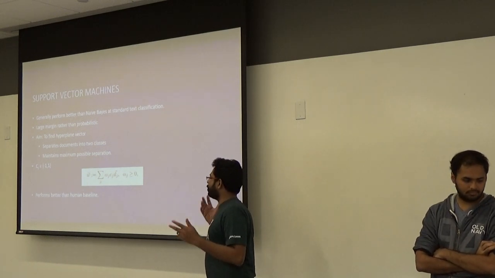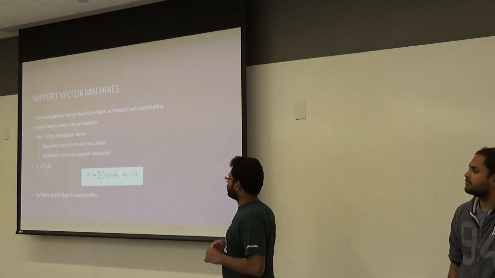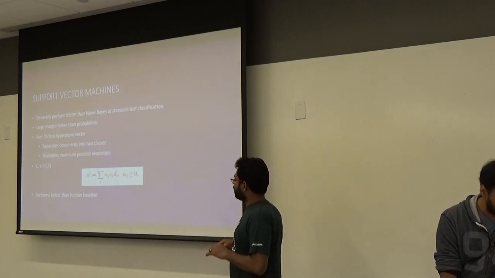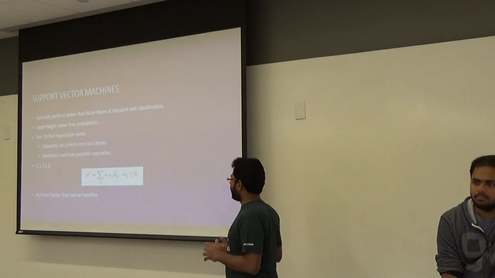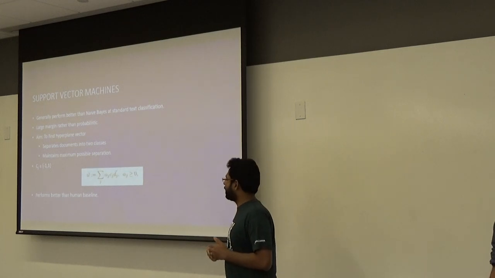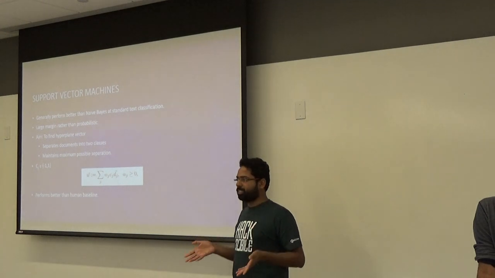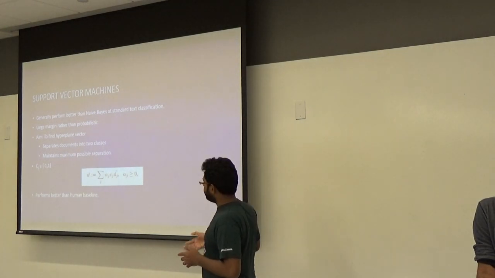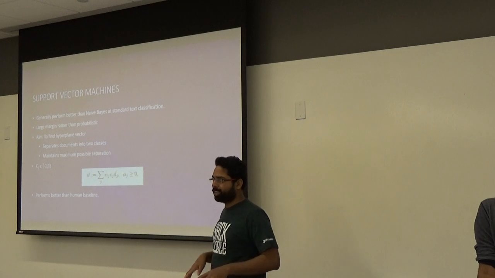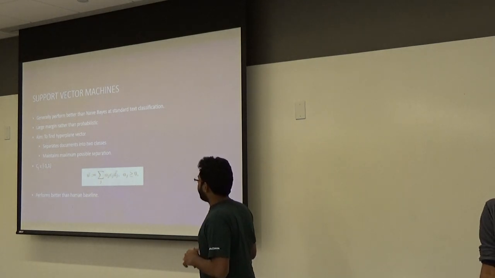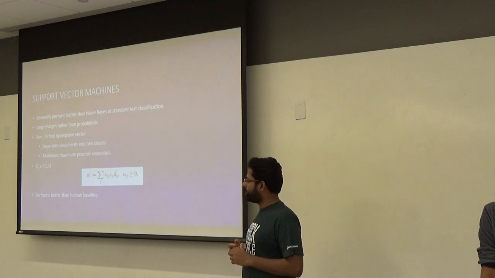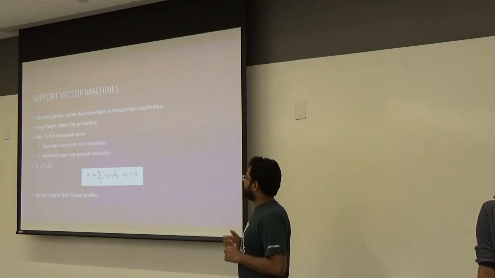The support vector machine is not really connected to probability-based classification. It finds a hyperplane, represented by a vector W, which separates the data into two classes, and it also tries to maximize the margin between the two classes. You can see the equation for the vector here, which is a constrained optimization problem that maintains the maximum possible separation. Even the support vector machine is much better compared to the human baseline numbers, and it's even better than the naive Bayes classifier.